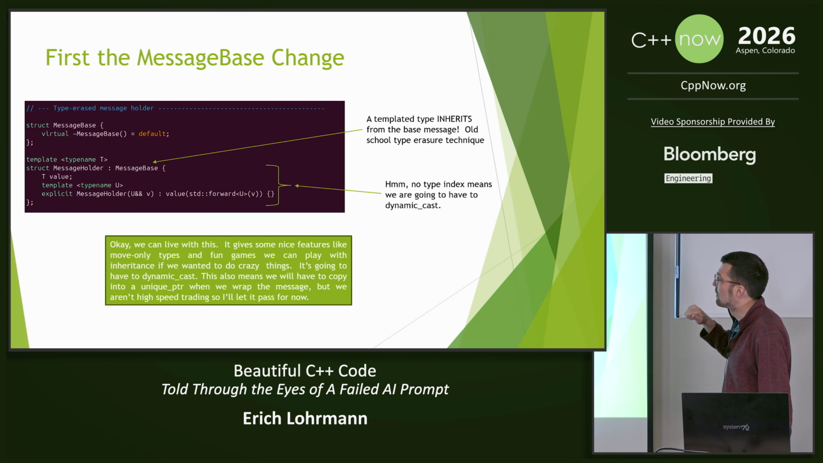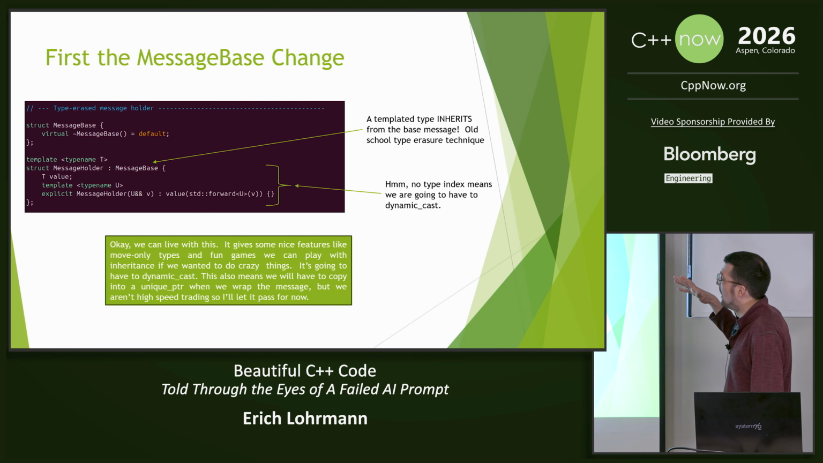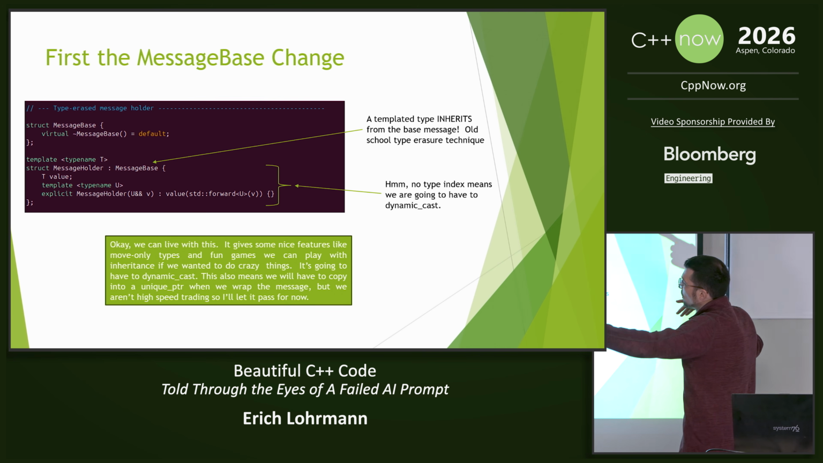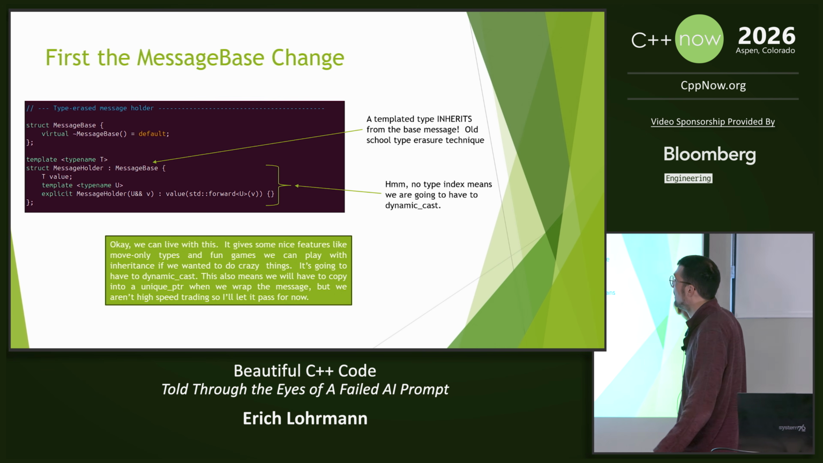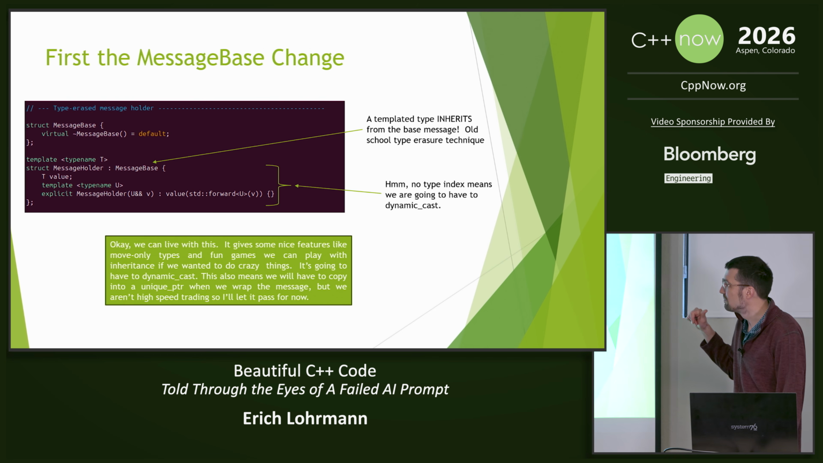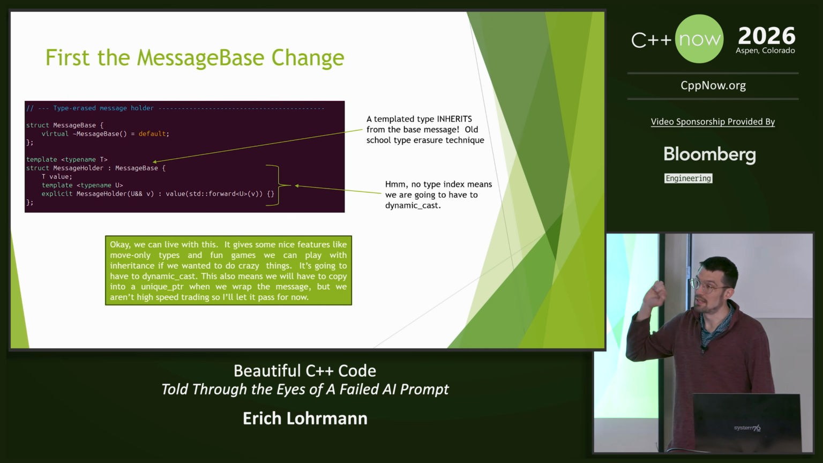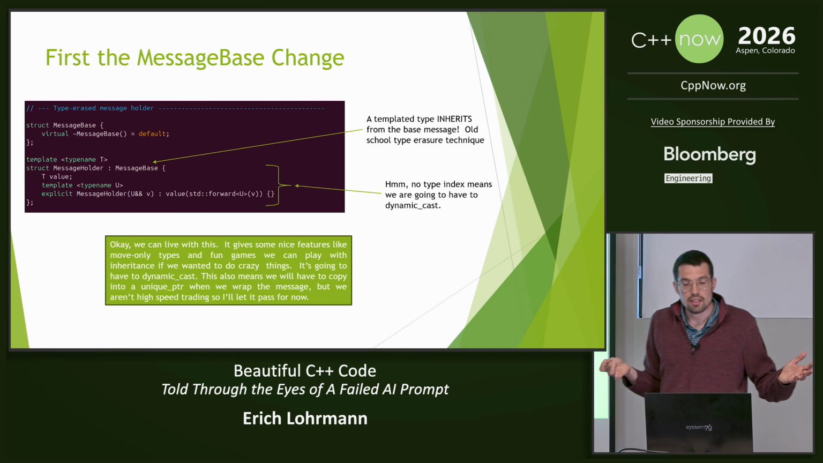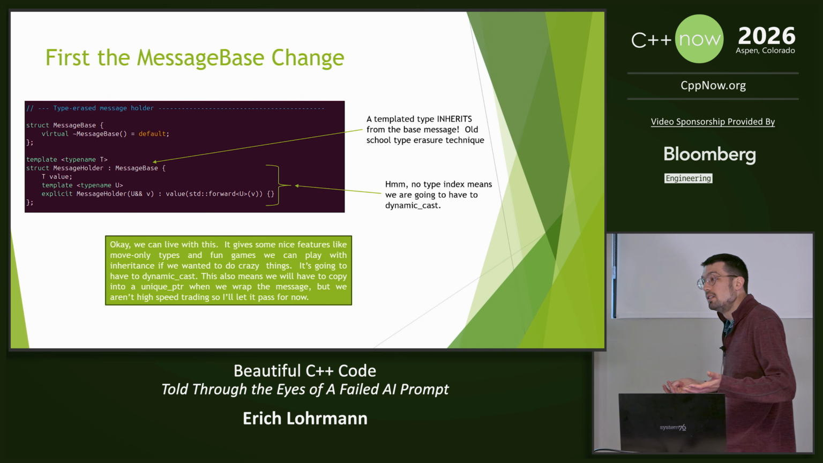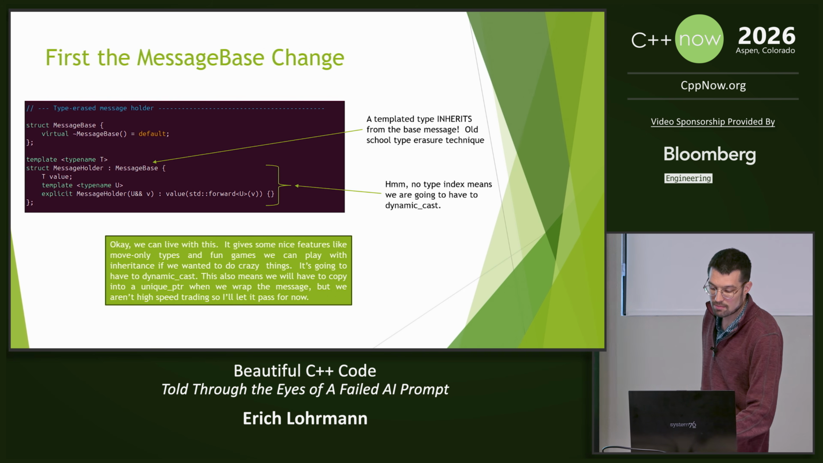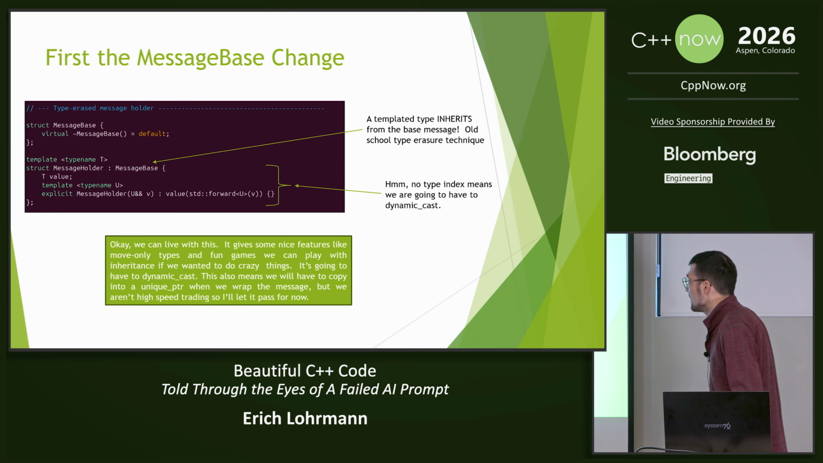And so then I can create a pointer to them, and then store the pointers to the message base, and later get them out. What does that mean, though? There's no type index in here, which means I have to do dynamic cast. Turns out that that's actually okay. In certain systems, I'm not doing high frequency trading, so every nanosecond does not count.